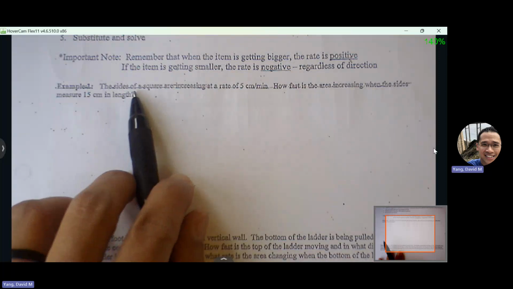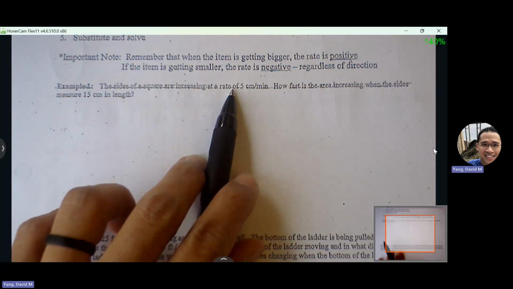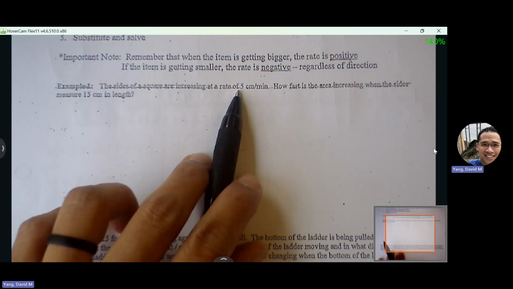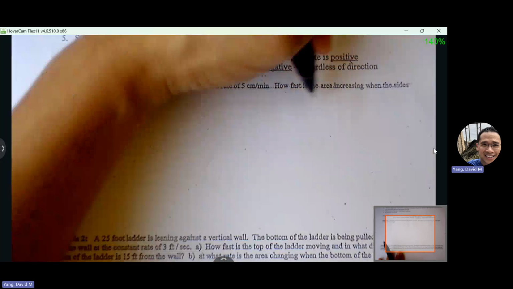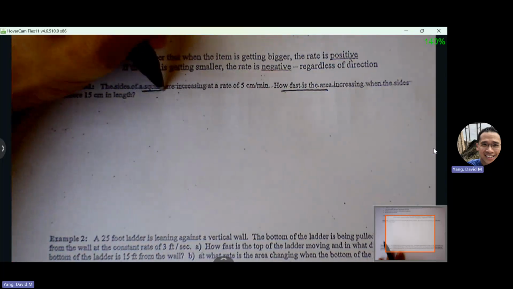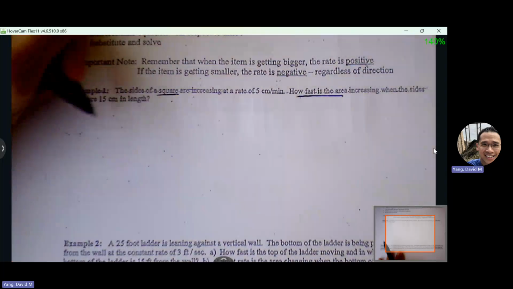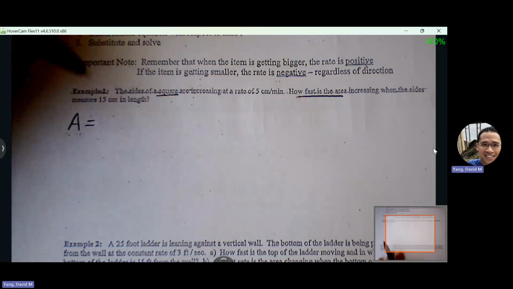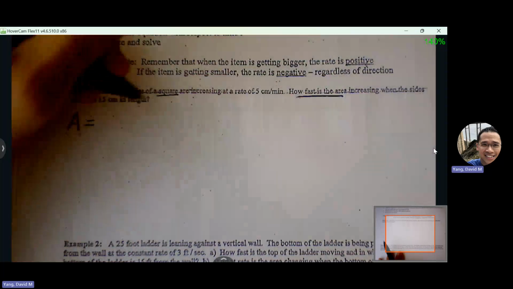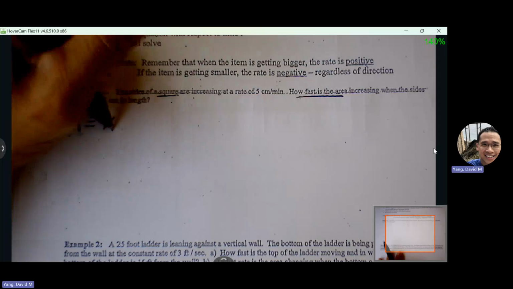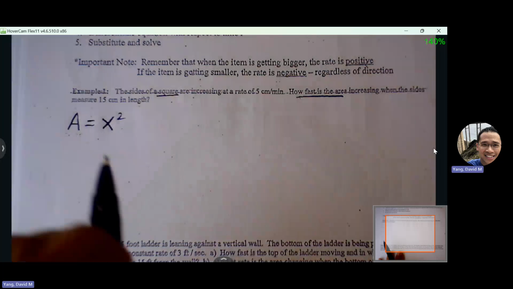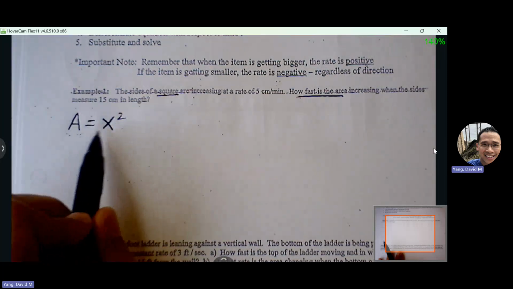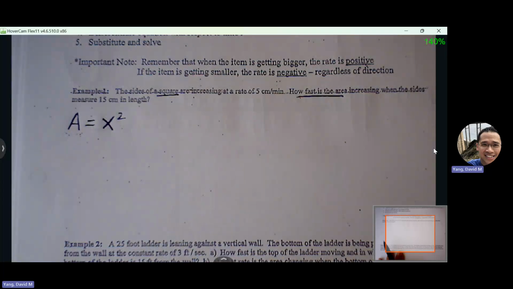Okay, it says the sides of a square are increasing at a rate of 5 centimeters per minute. How fast is the area increasing when the sides measure 15 centimeters in length? So ultimately, we're involving the area of a square. That's the starting point. The area of a square is length times length, but I'm going to use x to represent the side length. Now this is what I like to do. As soon as I identify the equation, I like to go ahead and build the derivative.